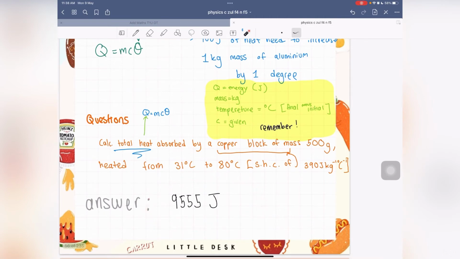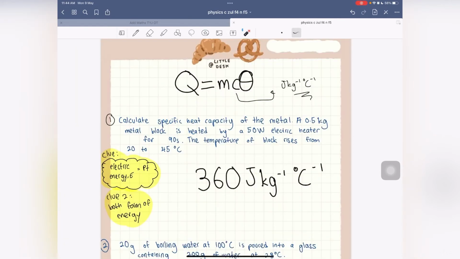And don't forget, because heat is a form of energy, you can write a capital J there. The next type of question that they can ask you is something related to this. So let's say, calculate the specific heat capacity of the metal. A 0.5 kg metal block is heated by a 50 watts electric heater for 90 seconds. Alright?